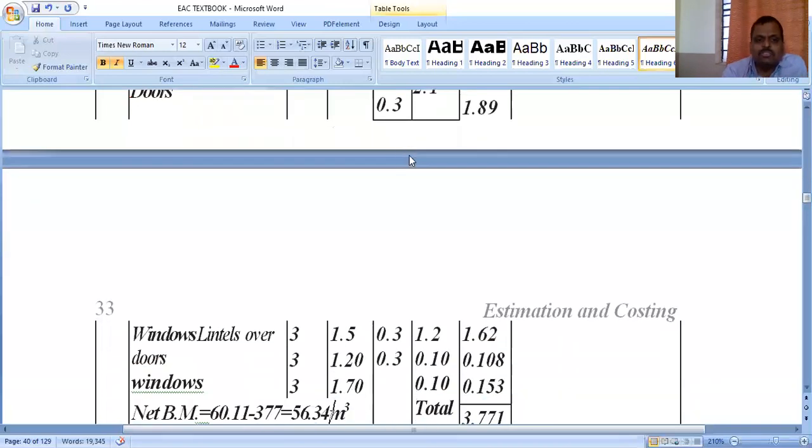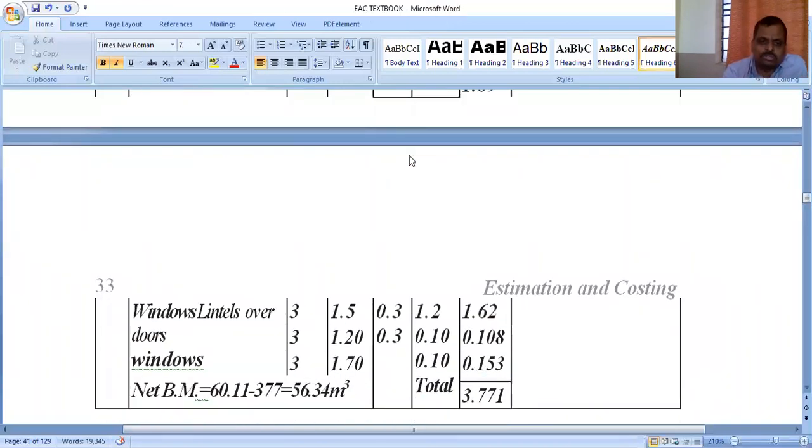In the same way, we'll go for the windows.